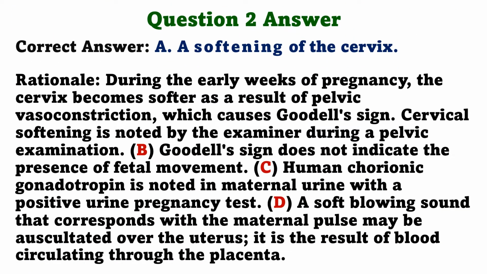The correct answer is A. A softening of the cervix. Rationale: during the early weeks of pregnancy, the cervix becomes softer as a result of pelvic vasoconstriction, which causes Goodell's sign. Cervical softening is noted by the examiner during a pelvic examination. Goodell's sign does not indicate the presence of fetal movement. Human chorionic gonadotropin is noted in maternal urine with a positive urine pregnancy test. A soft blowing sound that corresponds with the maternal pulse may be auscultated over the uterus. It is the result of blood circulating through the placenta.